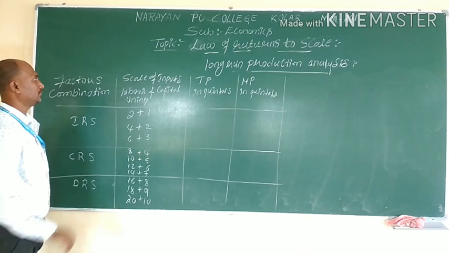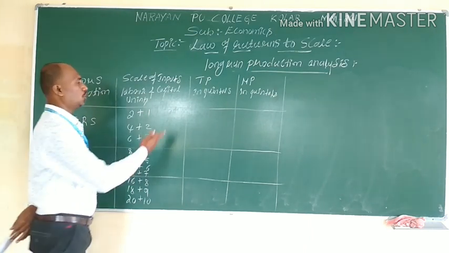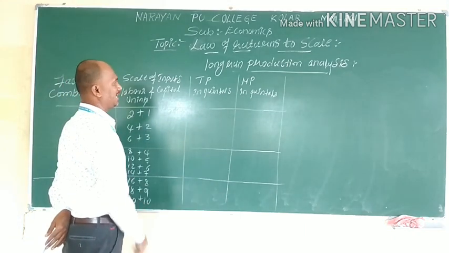By using both the labor and capital in the long run, the total product and the marginal product take place in this form.